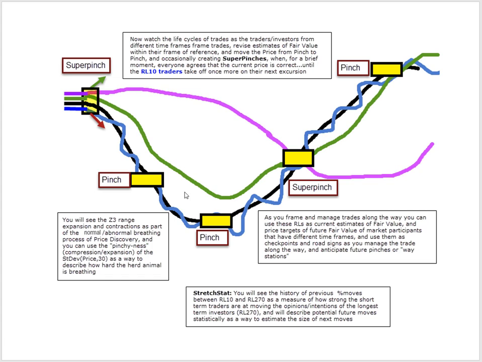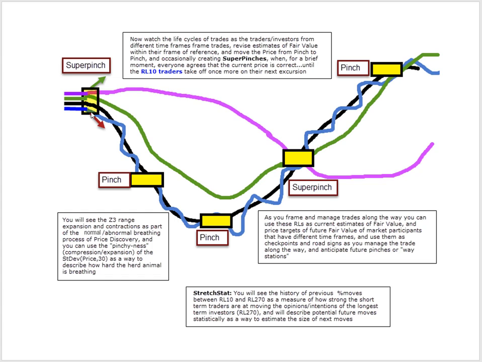And then after a couple pinches in one direction and then a reversal, what you find is a new super pinch condition. And notice that in this case, the RL270, the longest term fair value, was decaying and coming down to join price that had already departed to the south side. But when this reverses, you have this temporary condition where, for a moment, all four RLs also happen to be inside the super pinch. So you can actually see a couple different forms of that super pinch when it occurs.